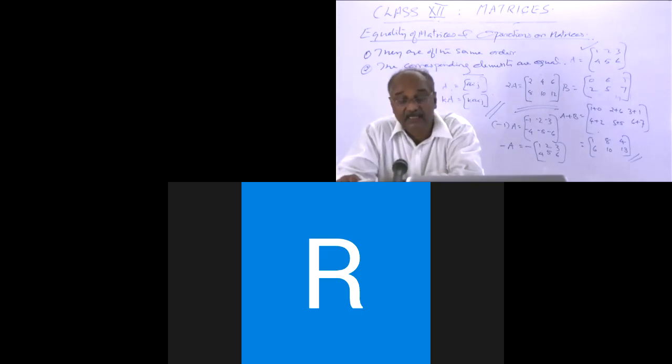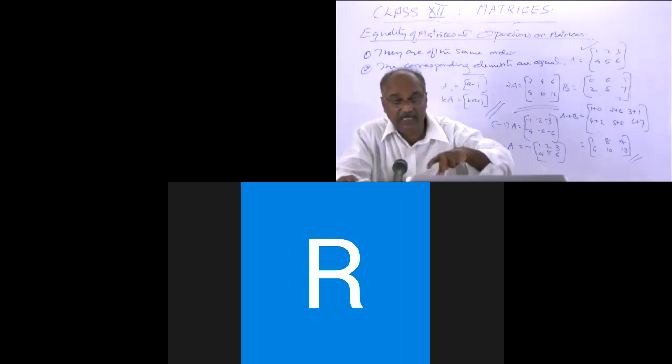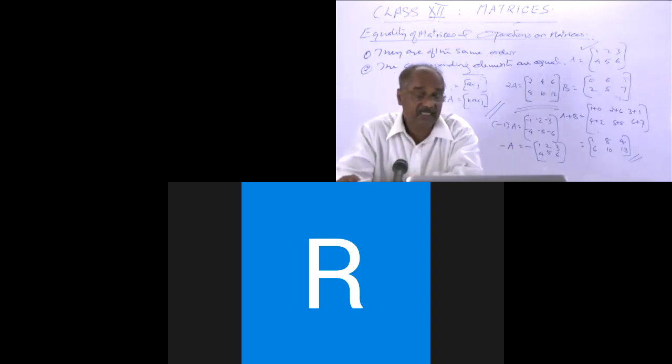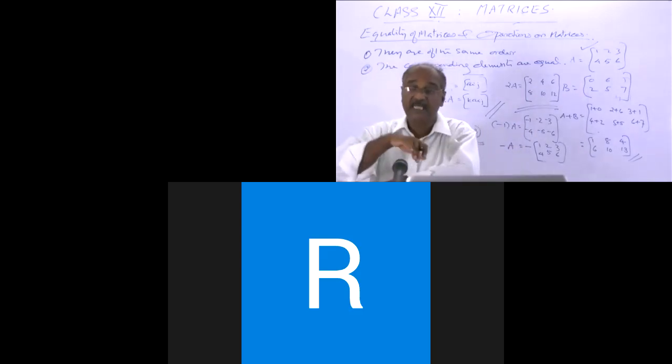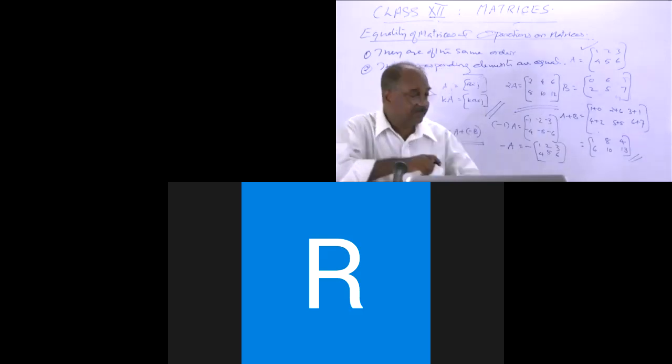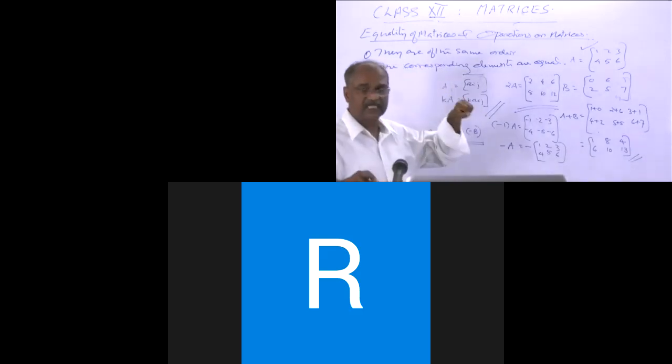And now we define subtraction. If A and B are two matrices, then they should be conformable for subtraction. Subtraction is defined in this way. A minus B is equal to A plus minus B. Minus B is obtained like this, and adding minus B with A, we get A minus B. So this is the way in which A minus B is defined.